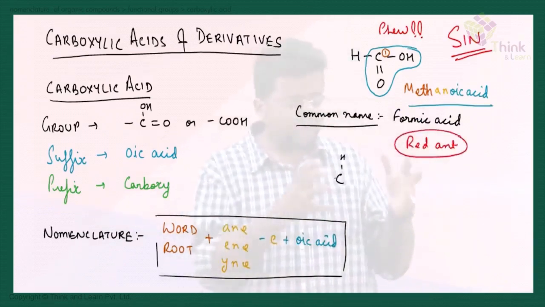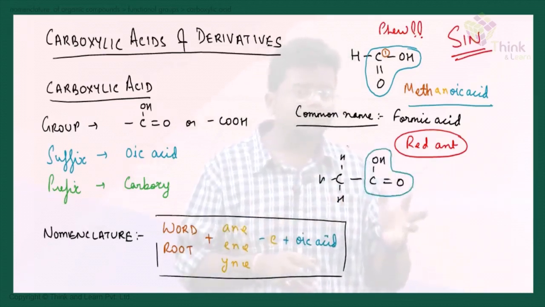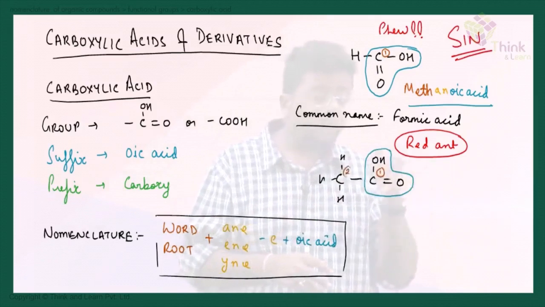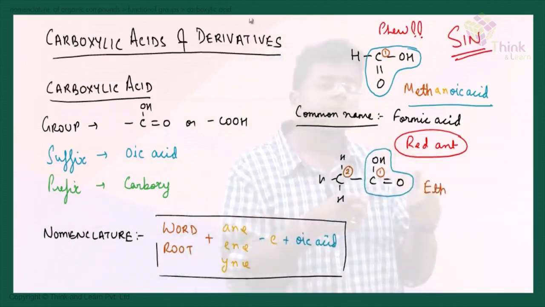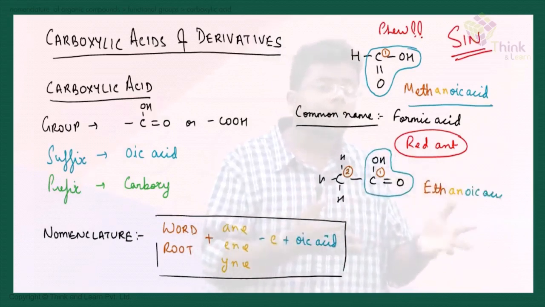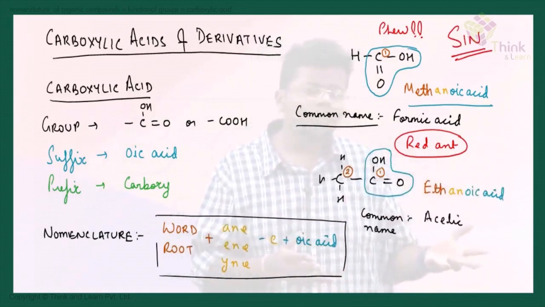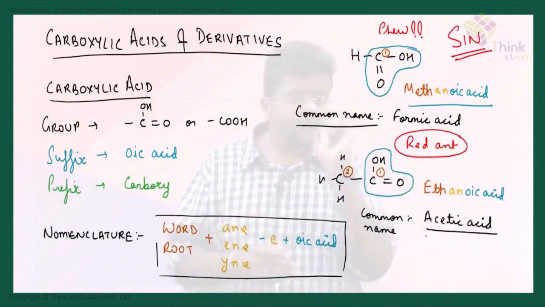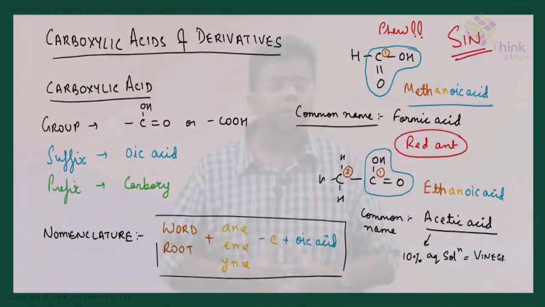Now, if I take another example where I have 2 carbons in the carboxylic acid group, please make sure that the carbon of the carboxylic acid has to be included in the word root. So the name becomes ethanoic acid, and the common name is acetic acid. Remember something? A 10% solution of acetic acid is called vinegar.